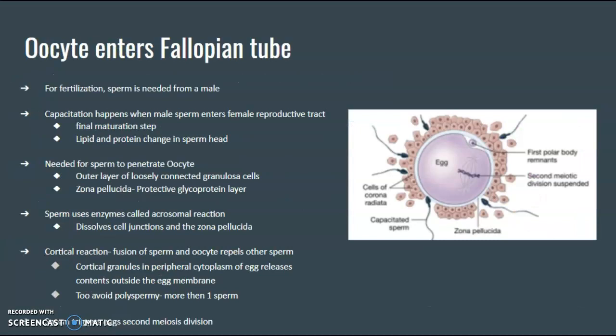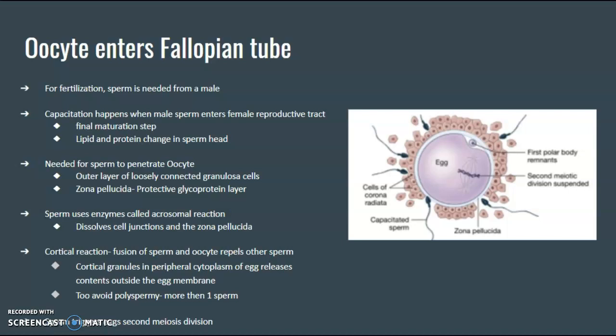So while the luteal phase discussed prior is being conducted, the oocyte has entered the fallopian tube. In order for fertilization to occur, sperm from a male must be present. After intercourse and the sperm is deposited, the final maturation step of sperm will occur, which is known as capacitation. These steps are needed for the sperm to penetrate the oocyte's protective granulosa cells and the zona pellucida, which consist of a protective glycoprotein layer.